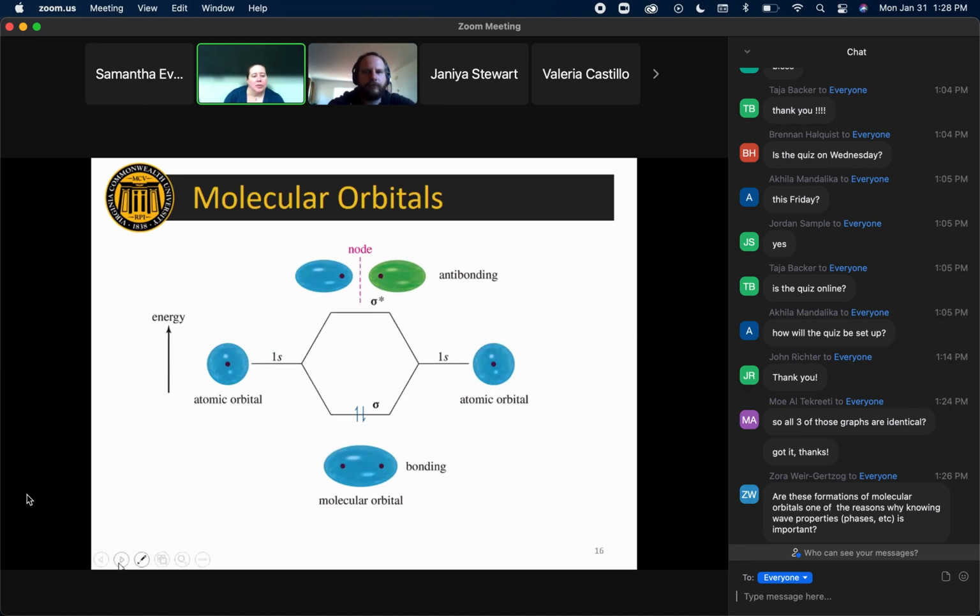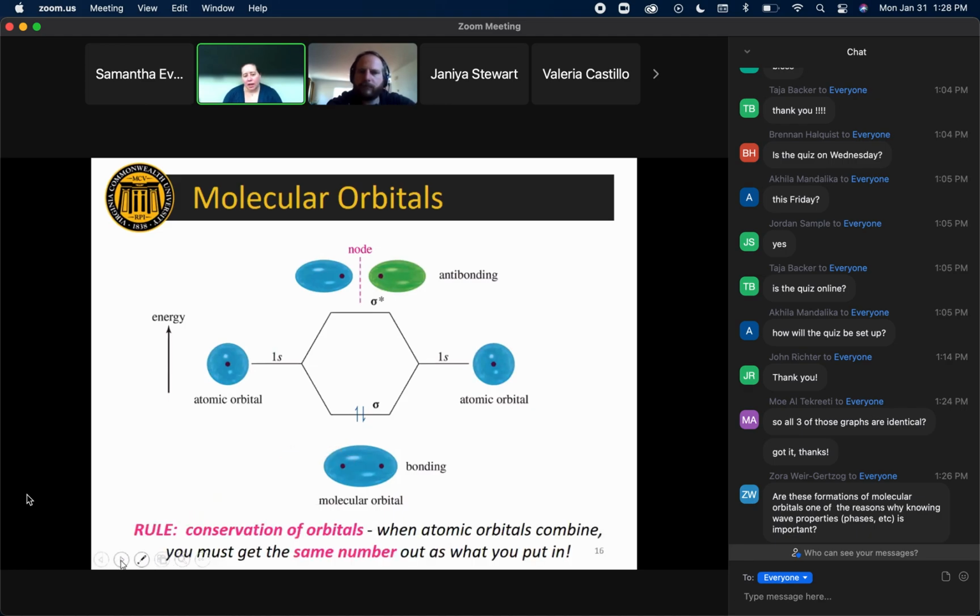All right. So a couple of other points I want to make about this. Here's where I'm laying out this as a rule. It is a rule. We are going to conserve our orbitals. However many atomic orbitals come in, you have to have the same number of orbitals come out as what you put in. So now we've been talking about bonding and anti-bonding orbitals and creating molecular orbitals out of atomic orbitals. For right now, it's pretty much always going to be two orbitals coming in to give us a bonding and an anti-bonding. But this rule is a very generalized rule, and we'll see it applied in a different way in the later slides.